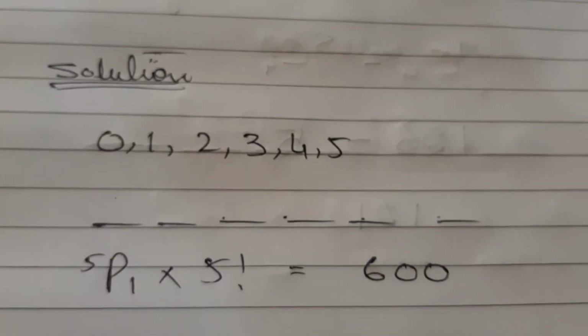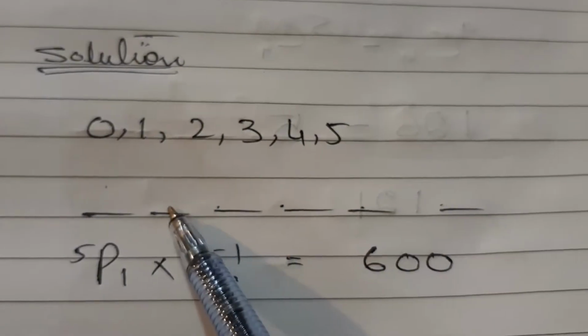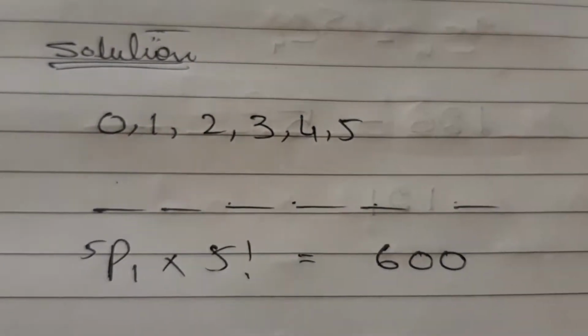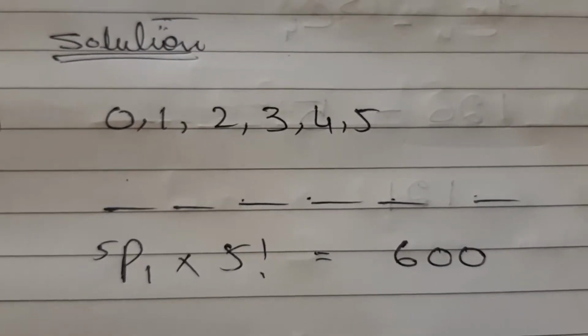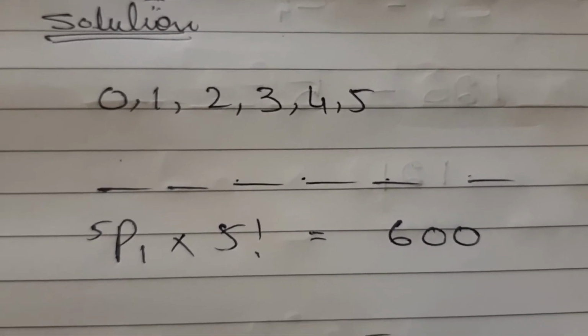So what will you write? 5P1. And the remaining digits are 5 and there are 5 places. So that's why you will write 5 factorial. So 5P1 into 5 factorial.